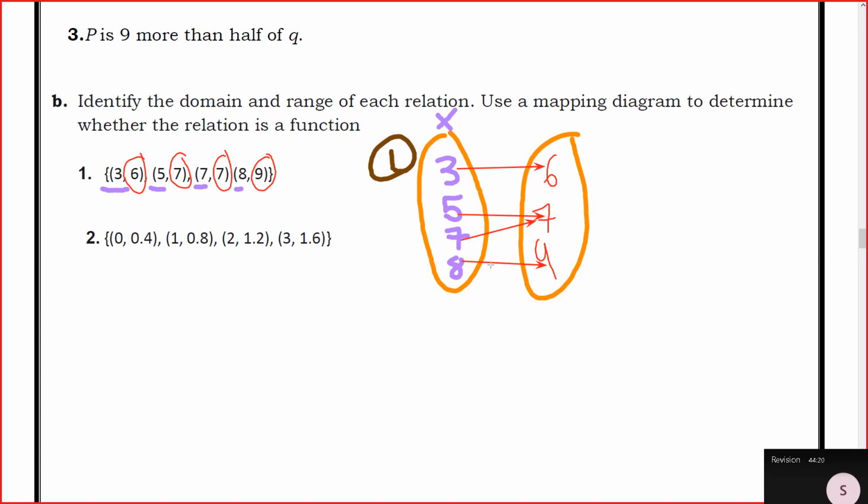Okay, is each number in the domain mapped to only one number in the range? Why, no? 3 has only 6, and 5 only 7. 5 doesn't have 7 and 6, it only has one number. So since each number in the domain is mapped to only one number in the range, that means the relation is a function.